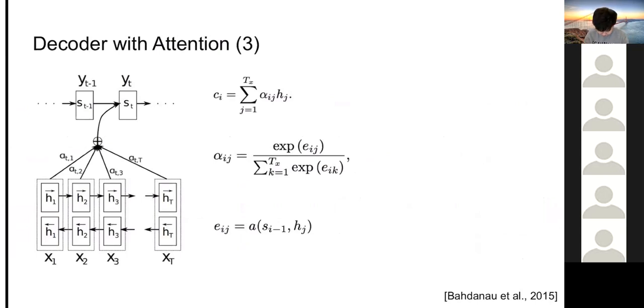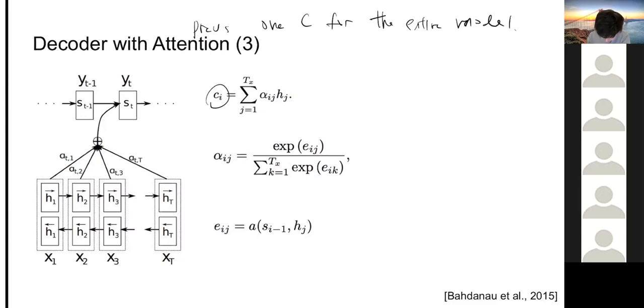Let's go over one by one carefully. Remember this vector C? Initially we had just a single vector, one C for the entire model, previously. But now we will have different C's, which are different summarizations of the input vector per i. And what is i here? i is the time step at the decoding time, not the encoding time, by the way.